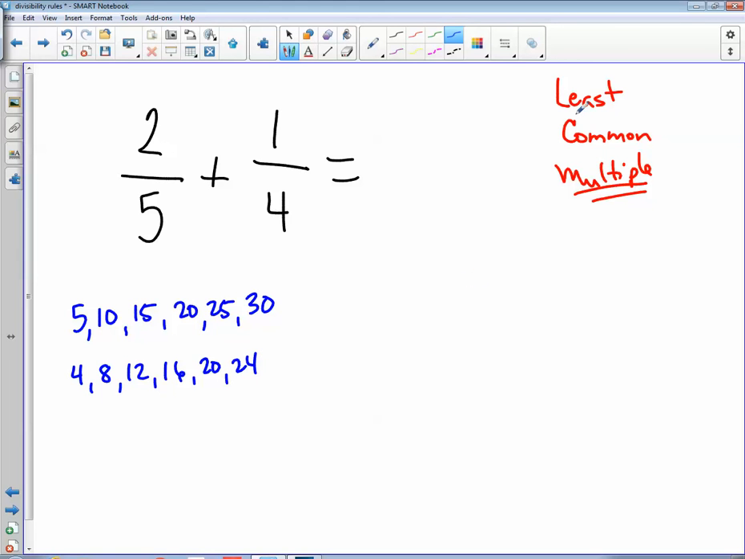Now, since we're looking for the least, that means that we want the smallest number that they have in common, or the same. And if we look at the multiples, we find out that that's going to be 20.